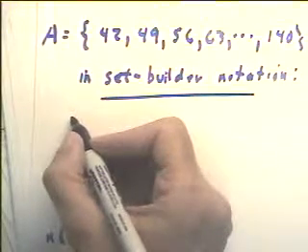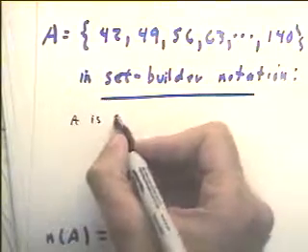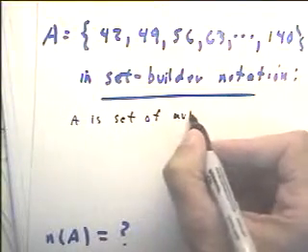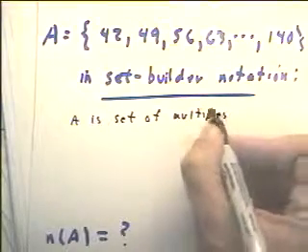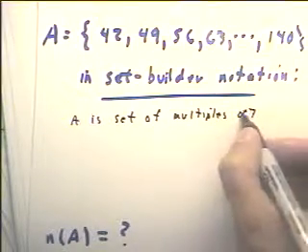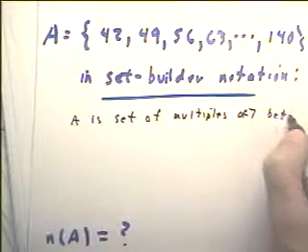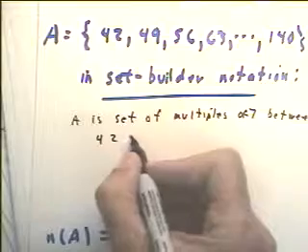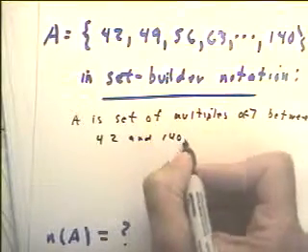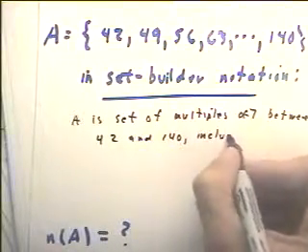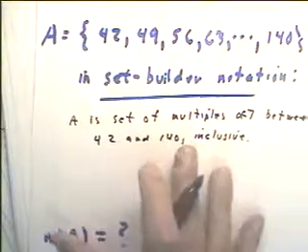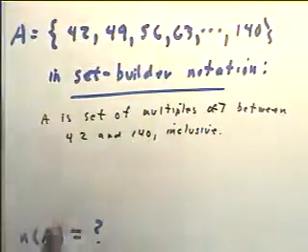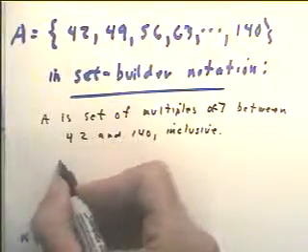This is the set of multiples of 7 between 42 and 140 inclusive. Now that's a verbal description of the set. Let's try set builder notation.